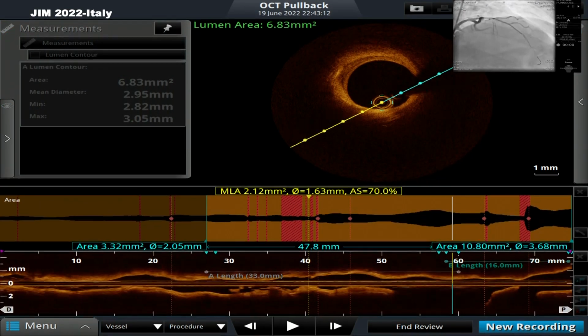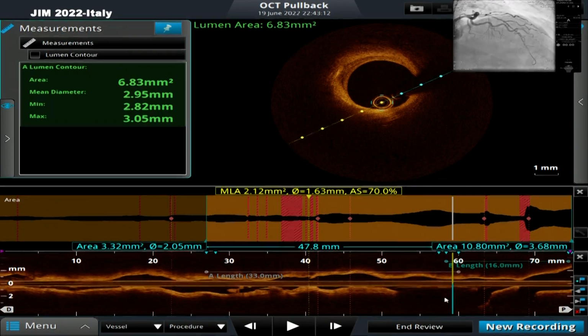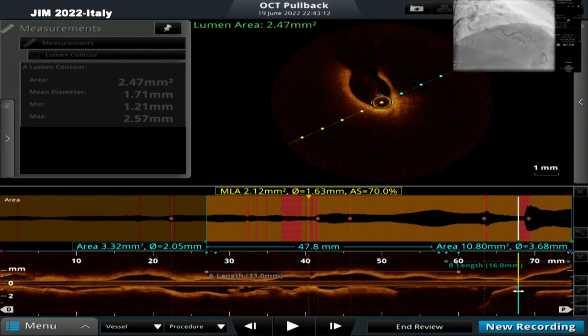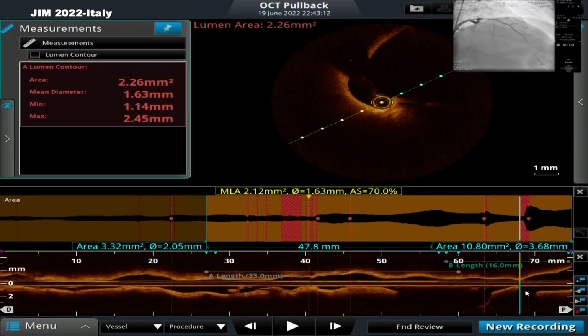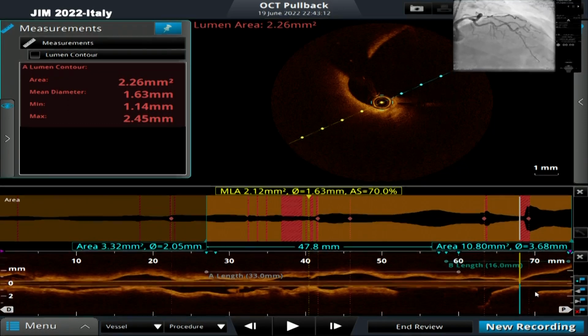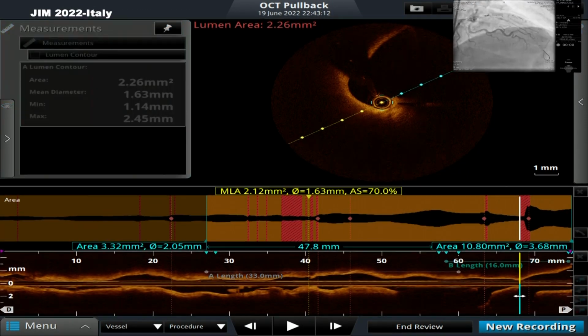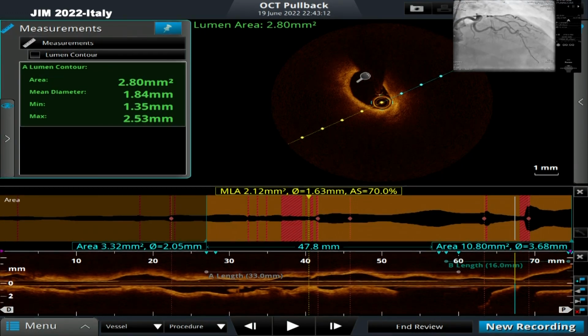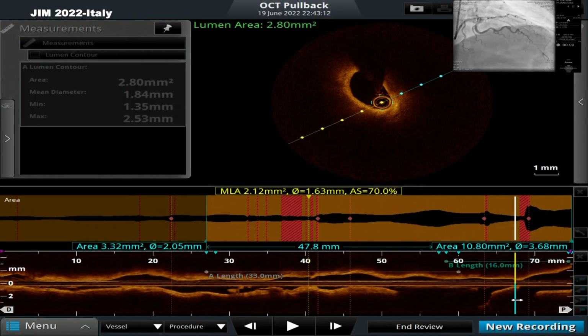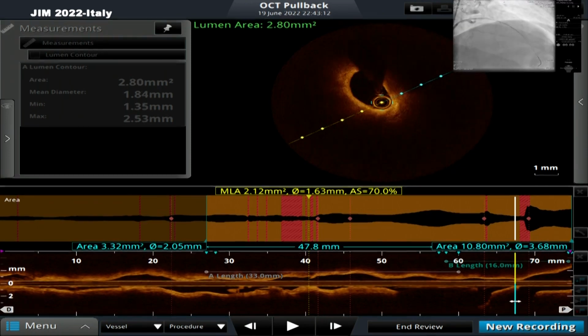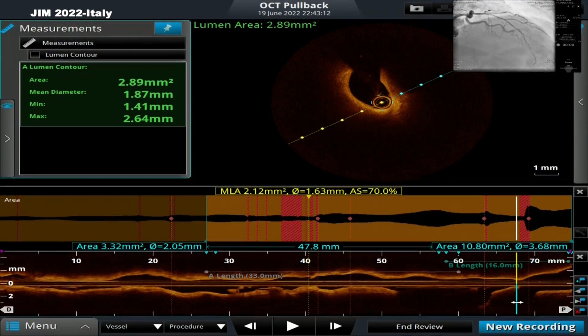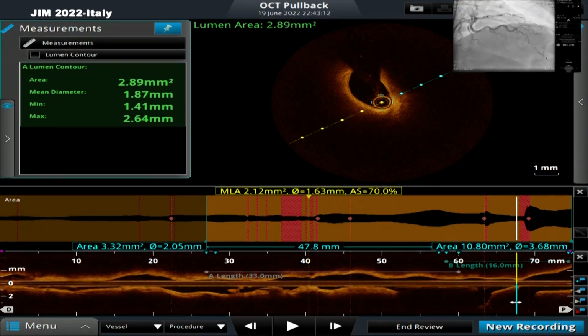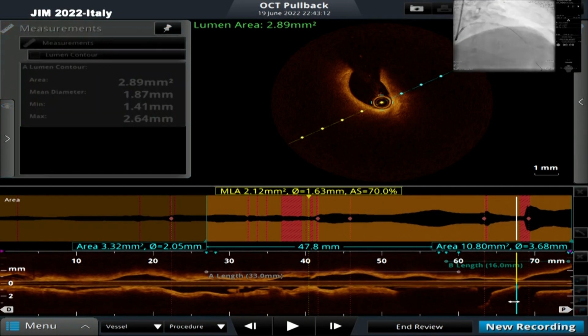We are near the ostium of the LAD. That's the ostium of the LAD. You could see the circumflex in the longitudinal view. When you look at the ostium of the LAD, it is significantly diseased. The minimal luminal area is only 2.8 millimeter square, 2.2 and 2.8 millimeter. It's significantly on the lower side. So it's for sure that we need to do something for the LAD ostium.